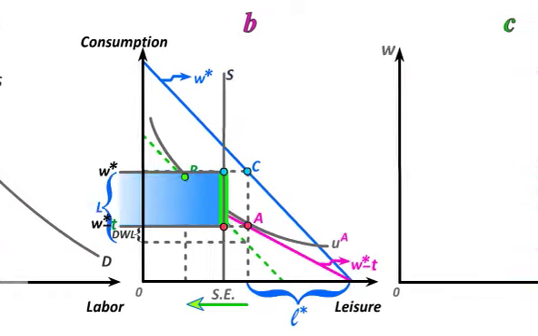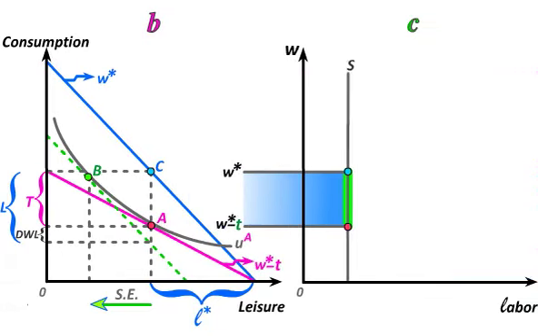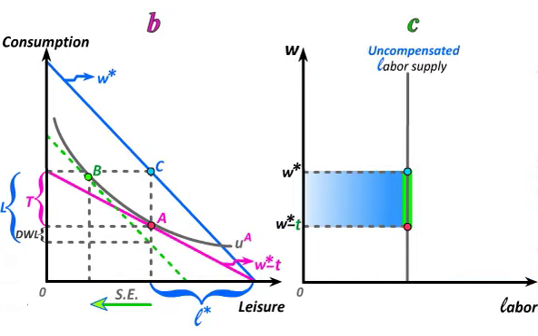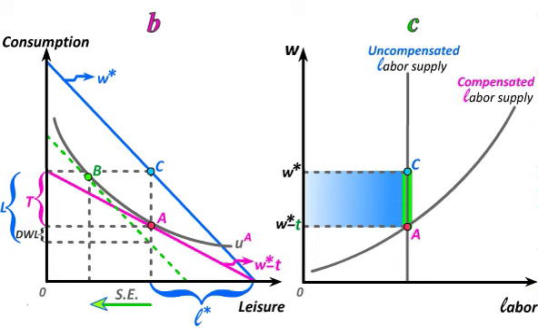We can now see what really happens in panel A by using what we learned in panel B to reconstruct a portion of panel A. We begin with the perfectly inelastic labor supply curve, but now make it explicit that this is the uncompensated labor supply curve. We then introduce the compensated labor supply curve that corresponds to the after-tax utility level, UA.